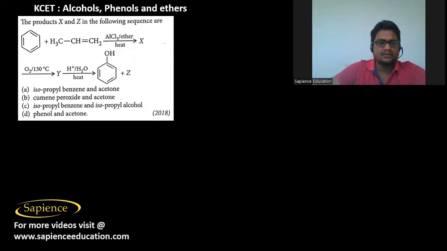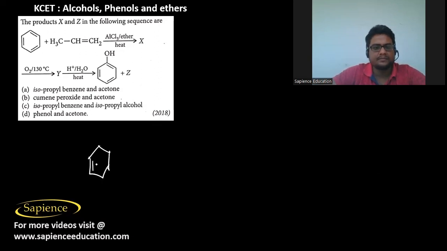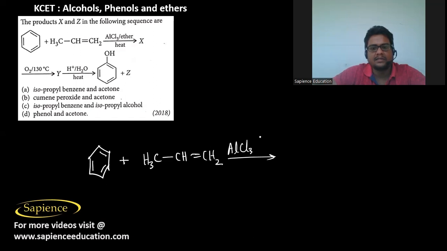Then here it is told that the products X and Z in the following sequence are. So here, benzene reacts with propene. Benzene reacts with propene with anhydrous AlCl3 in the presence of ether. It is heated to produce X.